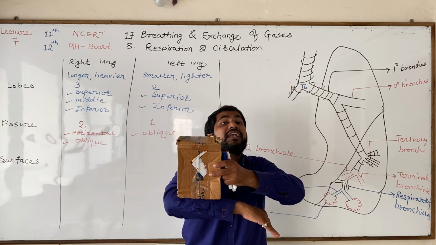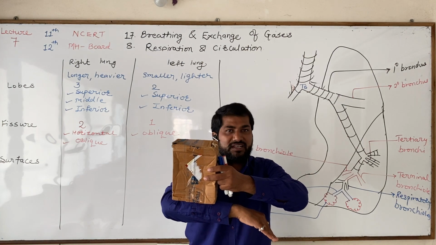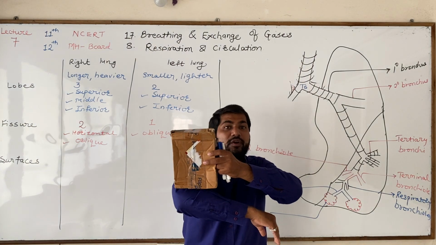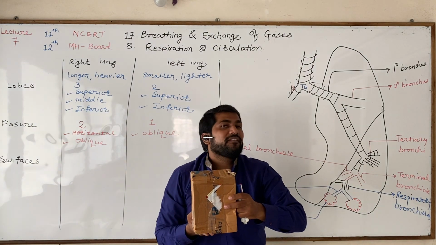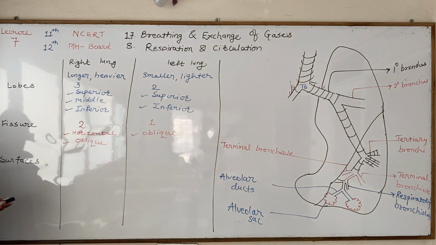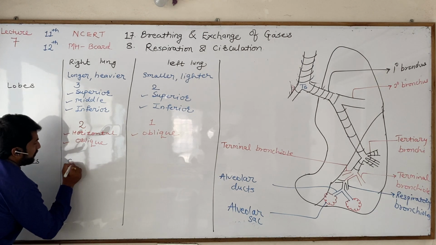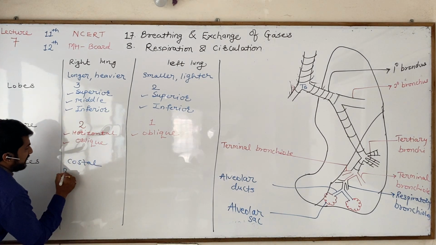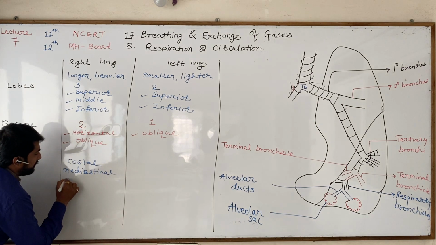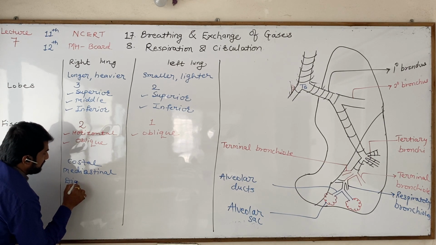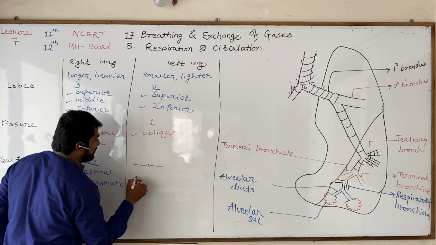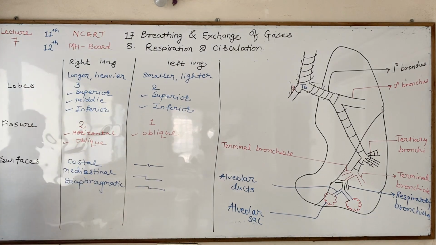situated on the diaphragm, which is a skeletal muscle septum. So the part of the lung which is in contact with the diaphragm is called the diaphragmatic surface. So there are three surfaces in both the lungs. First is the costal surface, mediastinal surface, diaphragmatic surface.